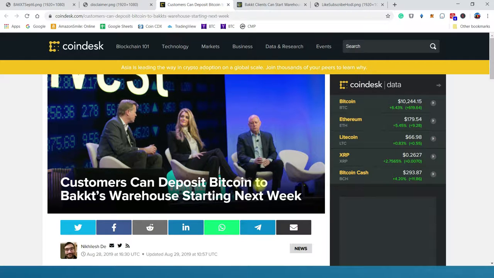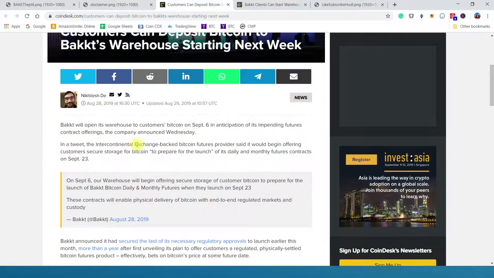Customers can deposit Bitcoin into BAKKT's warehouse starting next week, and that's starting on September 6th. I don't know when you're watching this. Hopefully you're catching this before it has actually happened. On September 6th, the BAKKT Exchange warehouses will begin offering secure storage of customer Bitcoin to prepare for the launch of the BAKKT Bitcoin daily and monthly futures when they launch on September 23rd. These contracts will enable physical delivery of Bitcoin with end-to-end regulated markets and custody. This last part is really quite important.